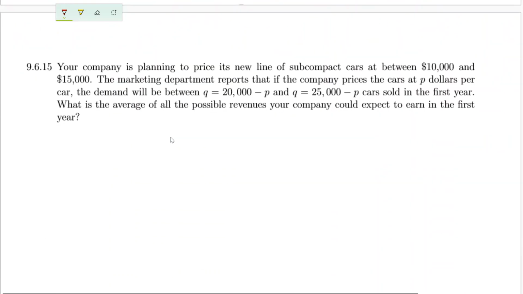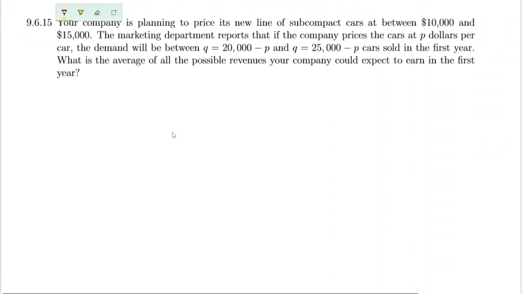So your company is planning a new line of compact cars at between $10,000 and $15,000 for its price. The marketing department reports that the company's price of cars is P dollars per car. The demand will be between Q equals the following and Q equals the following in the first year. What is the average of all the possible values of revenue your company could expect to earn in the first year? Oh boy. So let's start out with graphing this.